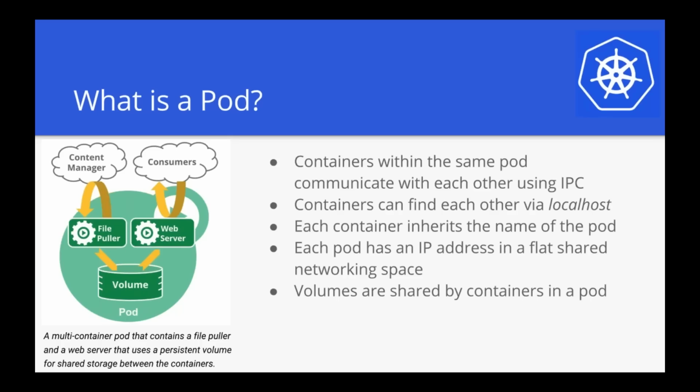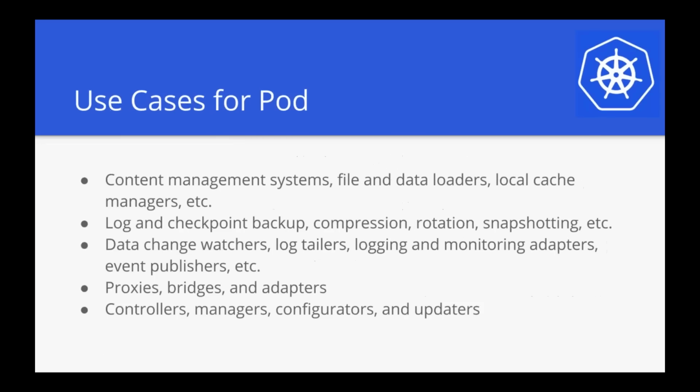So on the left, we have a small diagram visualizing a few different things. We have a service container that's pulling data from an external source, like a content management system of some kind, maybe pulling some files or doing some Git operation, and then we have a web server, perhaps serving some data to an external client somewhere. Those two containers are very closely related to a single function, essentially.